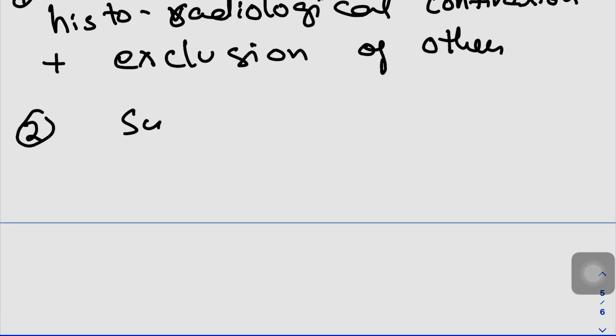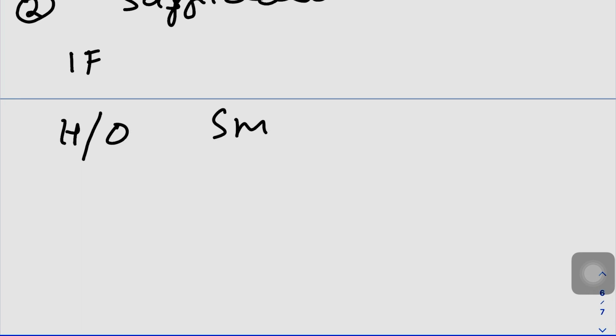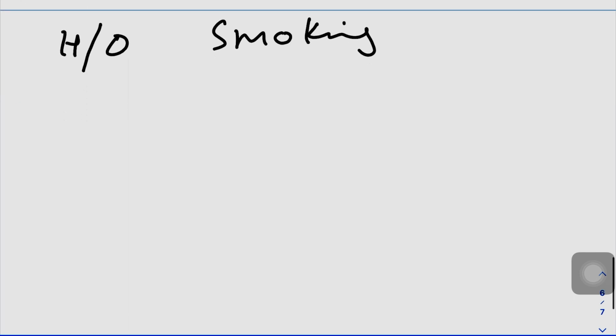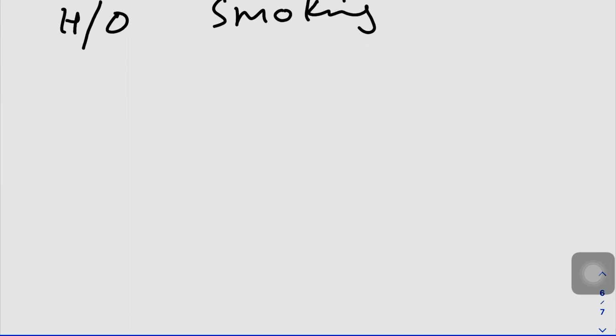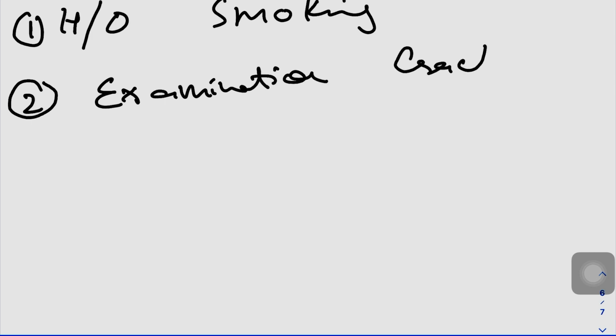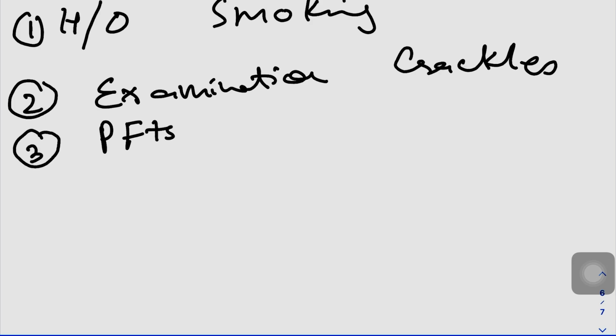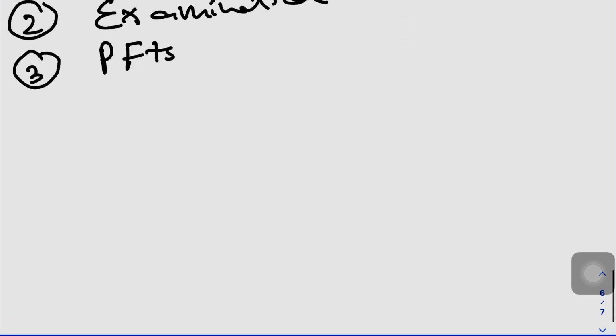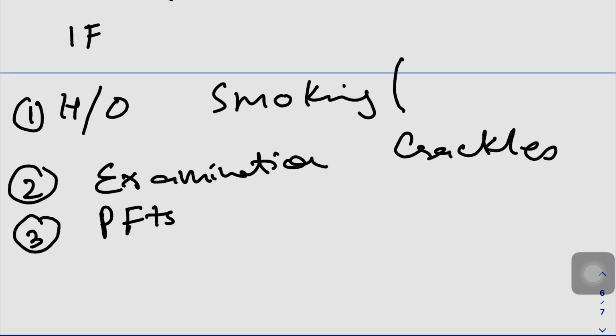But it could be suspected and sufficient diagnosis can be made if there is history of smoking, current or former smoker with more than 30 or 35 packs per year, examination crackles, PFTs with restrictive or mixed obstructive restrictive pattern, decreased DLCO, patient is having desaturation on ambulation, and most important, improvement with the smoking cessation.